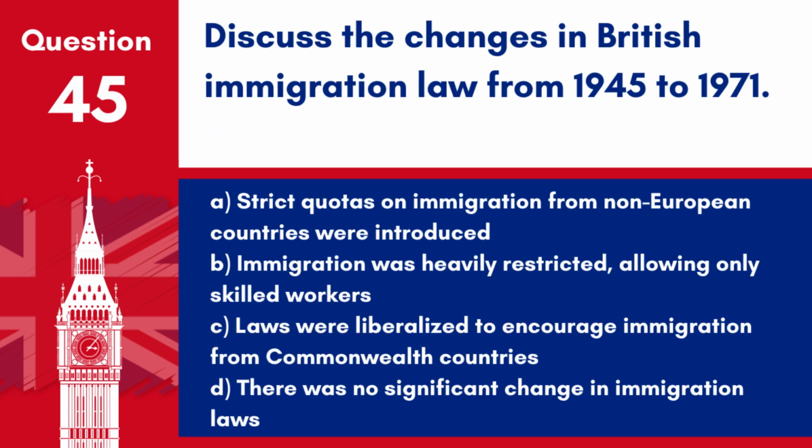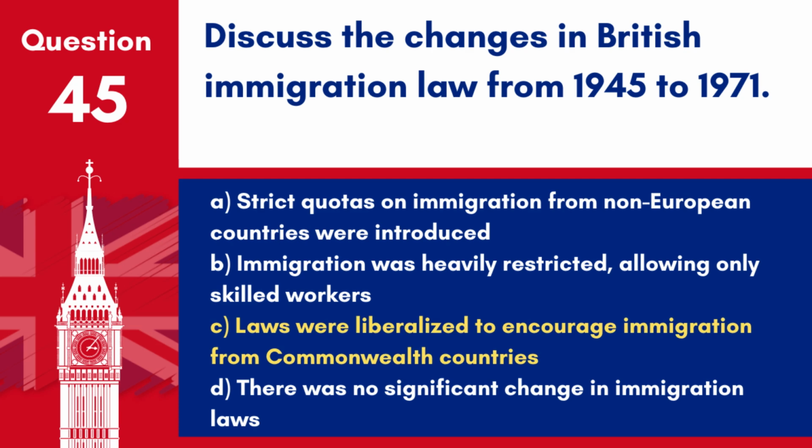Question 45. Discuss the changes in British immigration law from 1945 to 1971. A. Strict quotas on immigration from non-European countries were introduced. B. Immigration was heavily restricted, allowing only skilled workers. C. Laws were liberalised to encourage immigration from Commonwealth countries. D. There was no significant change in immigration laws.